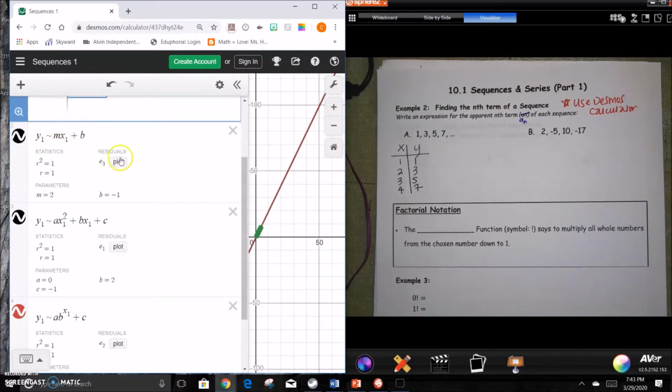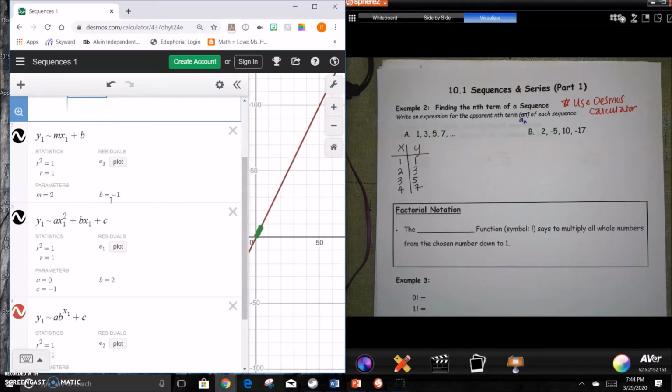The first cell is your linear function. The second one is your quadratic function. The third one is your exponential function, because these are the 3 most common ones that we're going to use in this lesson. Obviously, just by looking at the graph, we know this is linear, so I'm going to use the linear function. Down here where it says parameters, it tells you what data to plug in for which letter. Well, it tells me to plug in 2 for M and a -1 for the B.